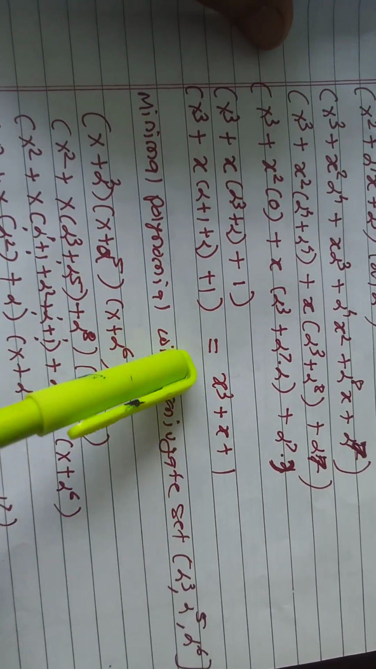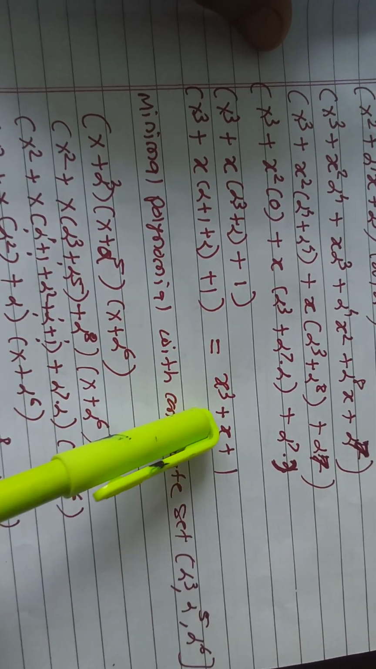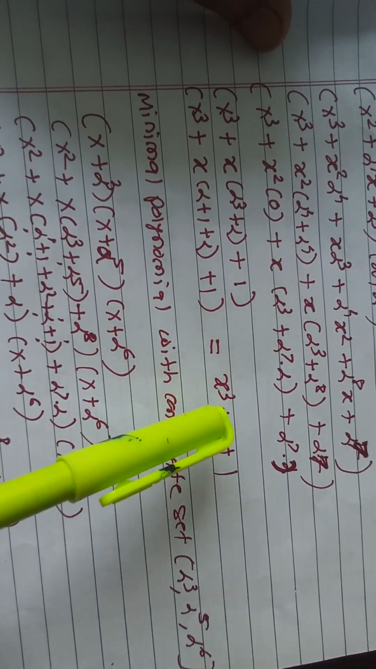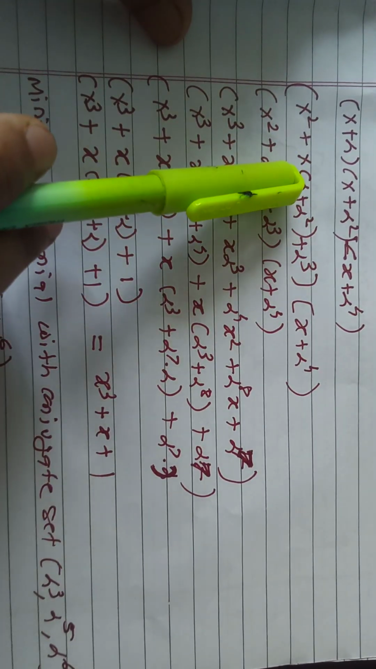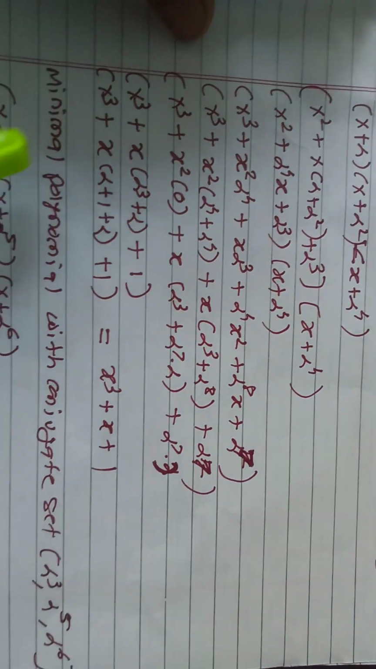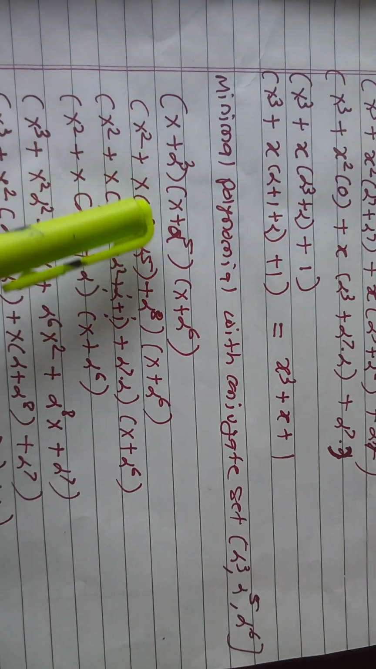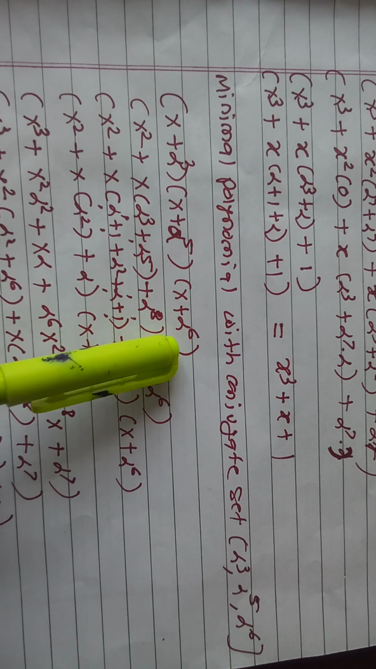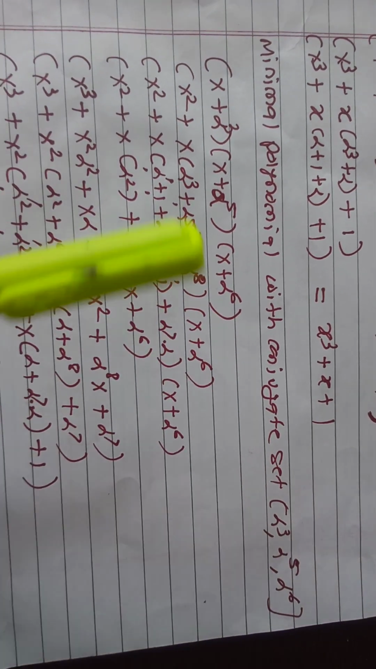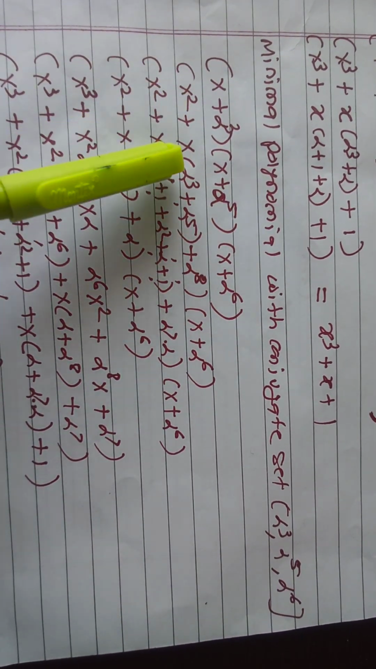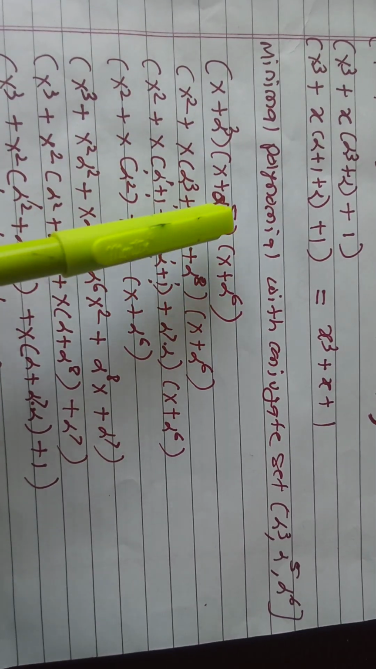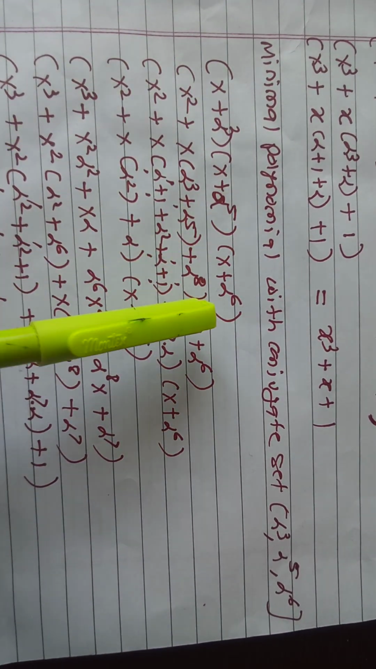So the minimal polynomial for this set is x cube plus x plus 1, which is the primitive polynomial, which has one of its roots as alpha. The next set is alpha cube, alpha 5, alpha 6. This is another set, so for that you again have to multiply: x square, x alpha cube plus alpha 5, powers 3, that is 8.